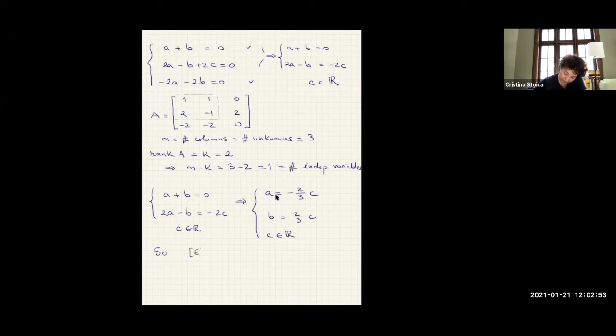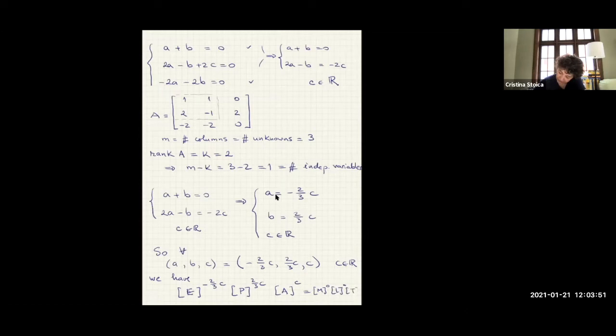for every triplet of the form a, b, c, so for any (a, b, c) equals (minus 2 over 3c, 2 over 3c, c), where c is in R, we have E at minus 2 over 3c, times P at 2 over 3c, times A at power c, equals 1, basically a non-dimensional quantity. It's a scalar.